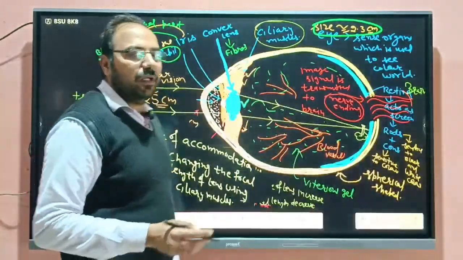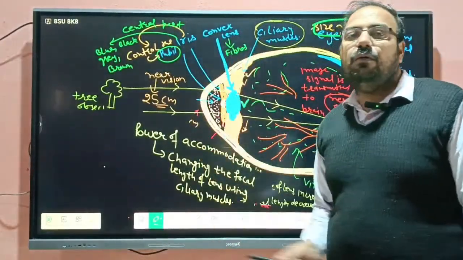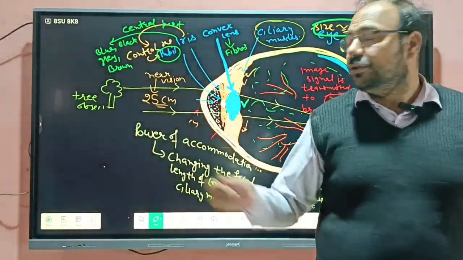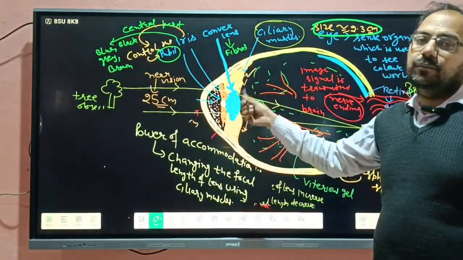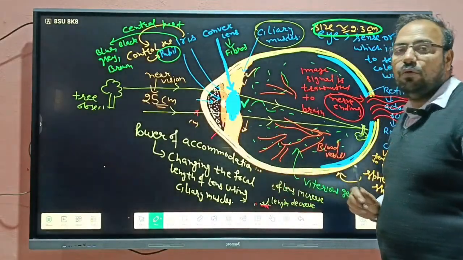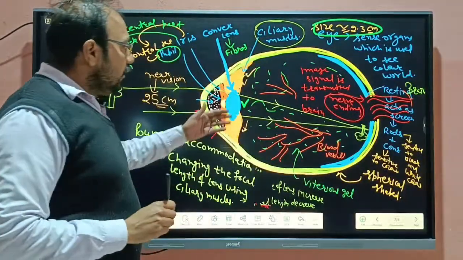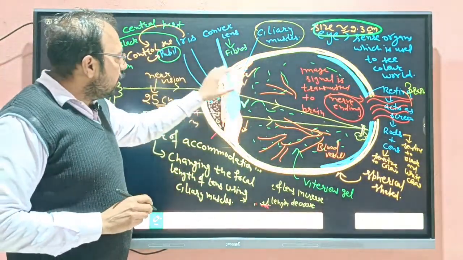Okay, so sometimes in 1 or 2 marks this question asks what is power of accommodation. So basically, changing the focal length of a lens according to the ciliary muscles. So this is known as the power of accommodation. And so this front part of the eye is explained.